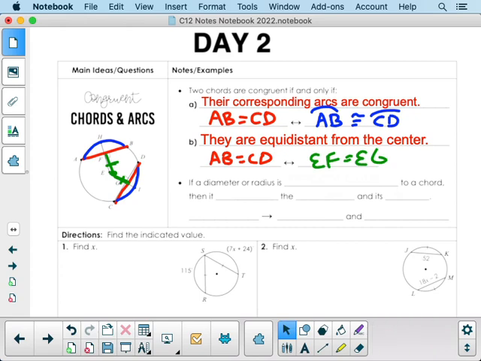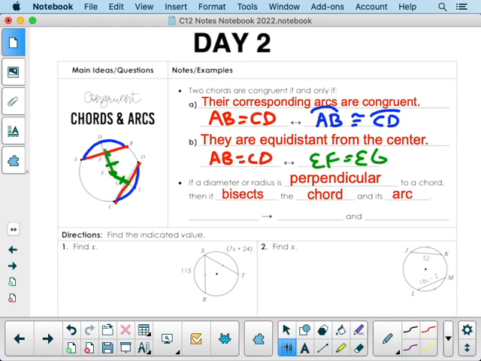If a diameter or radius is perpendicular to a chord, 90 degrees, like the green ones that I have right there, then it's going to cut the chord in half, bisect the chord, and it's going to bisect the arc. So it's going to cut the red piece in half, and cut this blue arc in half, in terms of there's going to be the same amount of degrees on either side. So if there's 20 degrees right here, there's going to also be 20 degrees right there. So that's what's explained on these blanks.